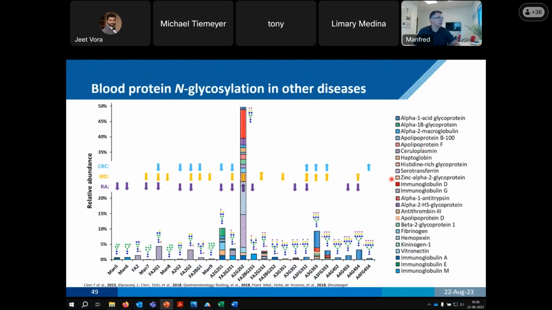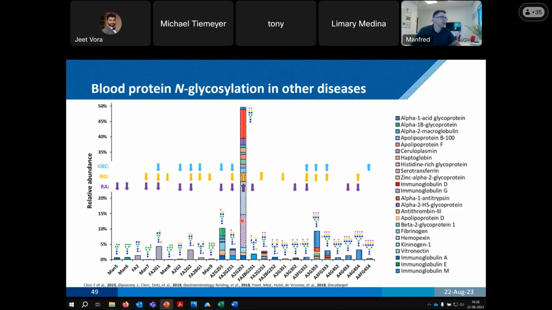Now, looking a bit more broadly, we not only looked at glycomic signatures of serum plasma for NASH and NAFLD, but we also looked at other diseases like colorectal cancer, inflammatory bowel disease, and rheumatoid arthritis. We made quite some attempts at summarizing these data. And here you have the glycomic profile of serum plasma.